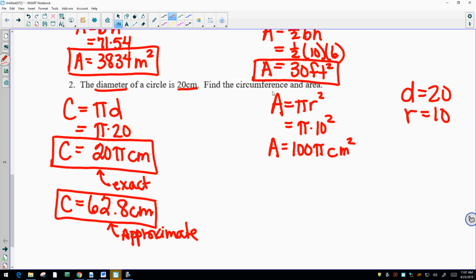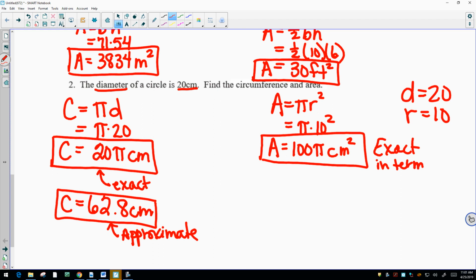Area is 100 pi centimeters squared. This is, again, going to be an exact area, or it could also be told, leave it in terms of pi. Those are two ways you could express it.